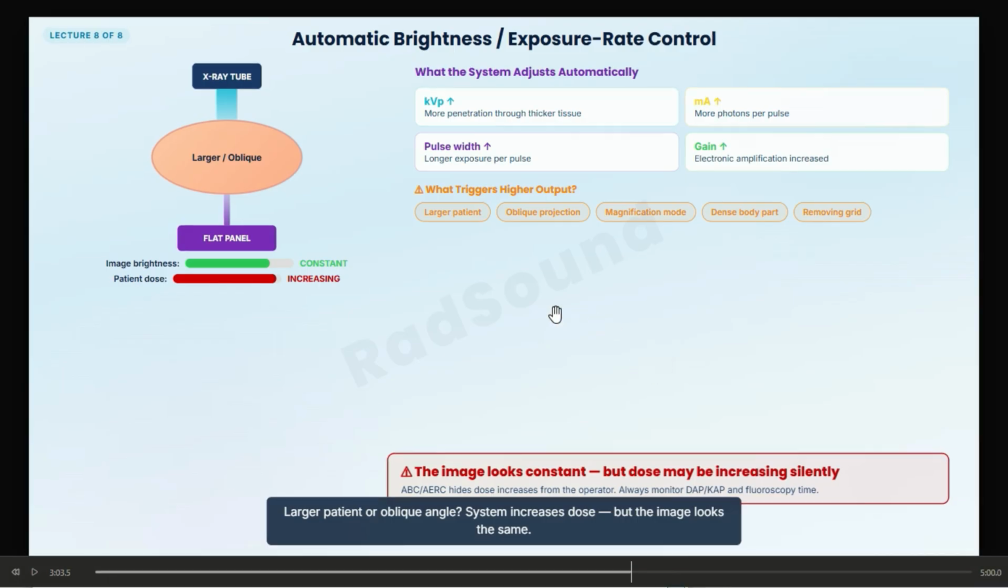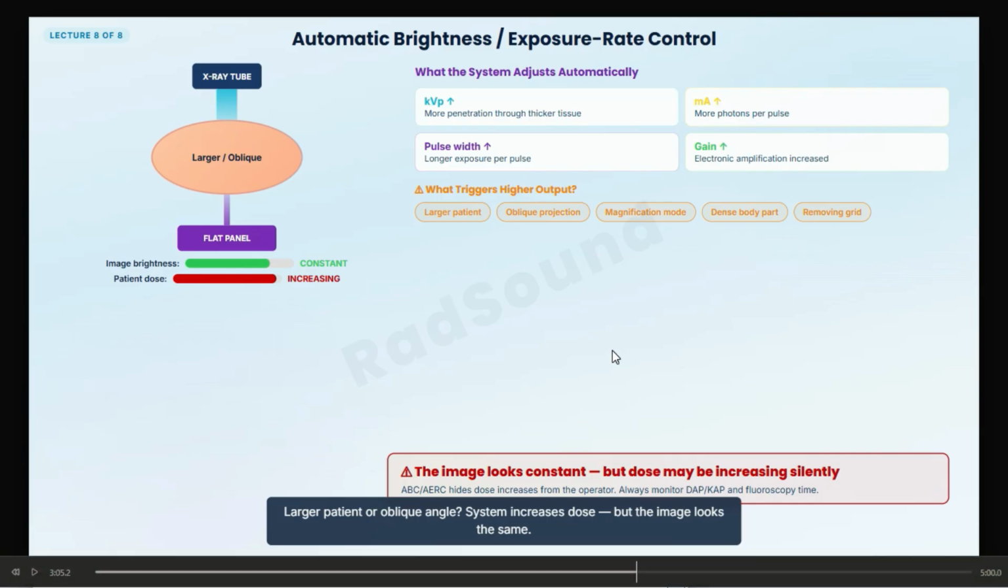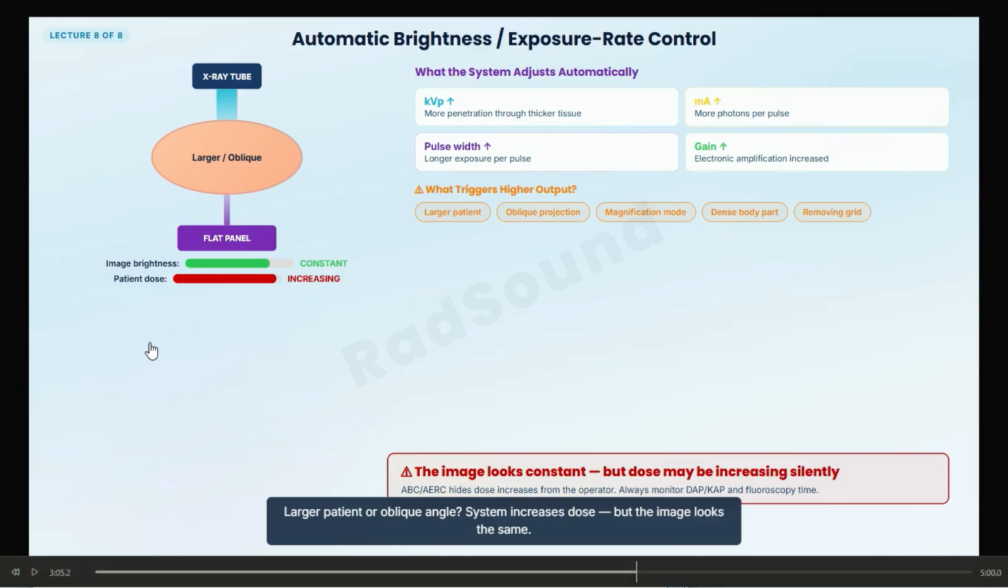So all these are going to increase or trigger high output. For that, we always monitor the DAP and fluoroscopy time as it goes on, to know the cumulative dose you have used, so you know the exposure, when to time the exposure, or if you need to repeat the exposure. You get to know the dose used for the patient, and also for yourself, as a safety measure.